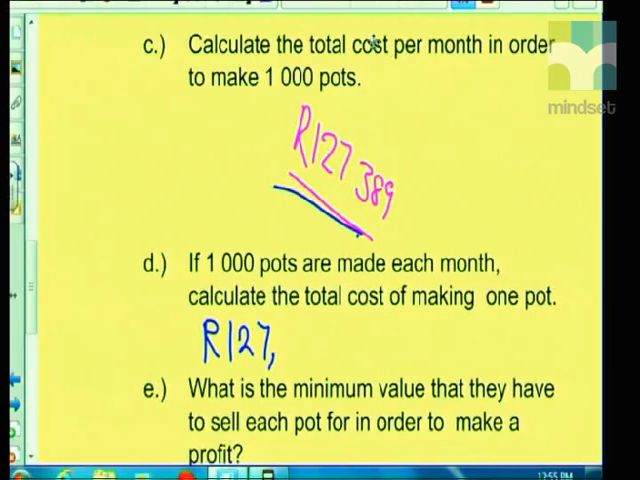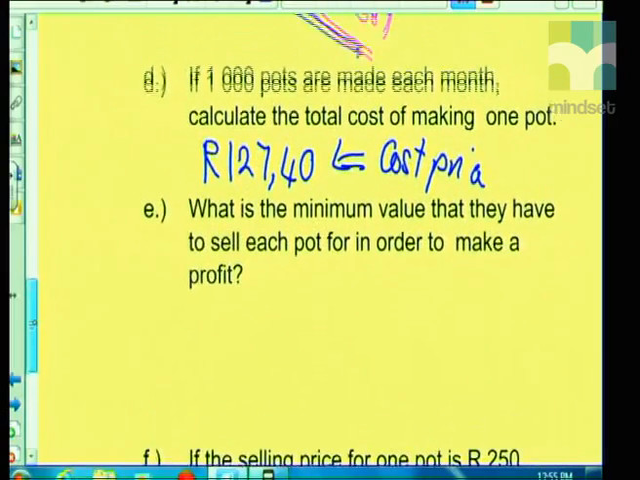We're going to round off. If we round off to the nearest 10, it's going to be 40 cents. That's the cost of making the pot. This would be our cost price. Okay, let's go on to the next one.